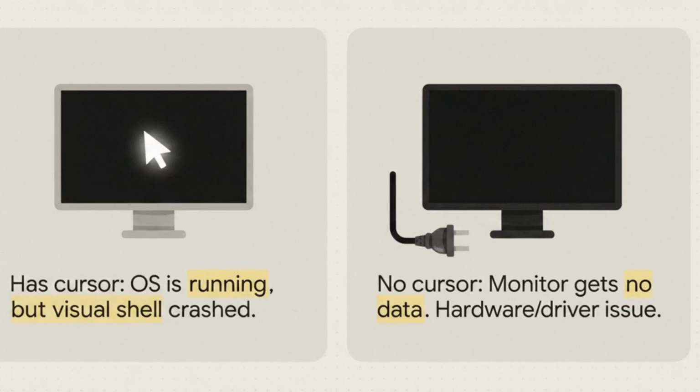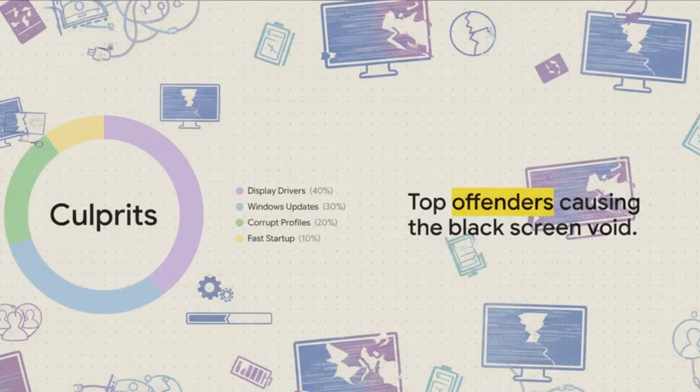But if you're staring at total darkness with zero cursor, the monitor isn't getting any data at all. And that points us straight toward a hardware, power, or deep driver disconnect. When you look at the aggregated data from IT support forums, you find 4 primary offenders triggering this void. We're talking display drivers, broken Windows updates, corrupt user profiles, and fast startup conflicts. Seriously, a botched Windows update can easily corrupt a graphics driver. Or that fast startup feature, the one that tries to save your system state so you boot faster, yeah, it often just loads a corrupted driver state, leaving you staring right at a blank monitor.